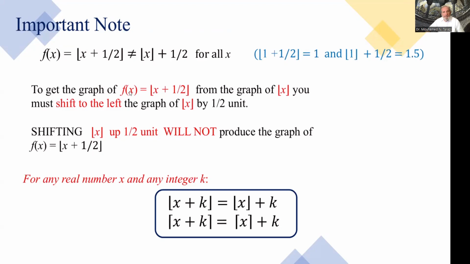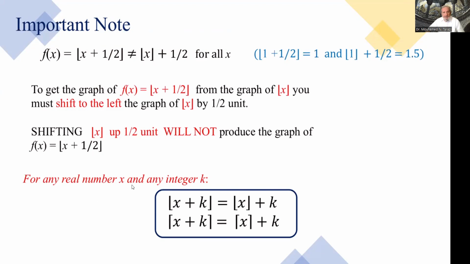So to get the graph of f(x), which is like this, floor function of x plus 1/2, from the graph of the floor function of x, you must shift the graph to the left by 1/2 unit. Shifting this up 1 unit will not produce the graph of f(x) equals floor function of x plus 1/2. This is an important property of the floor and ceiling functions.